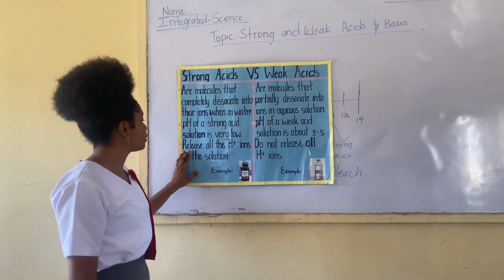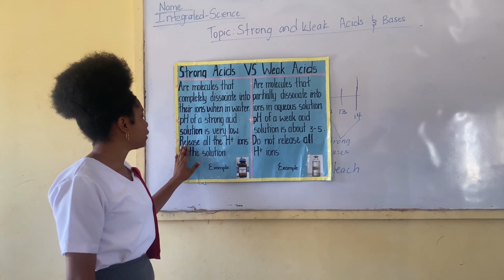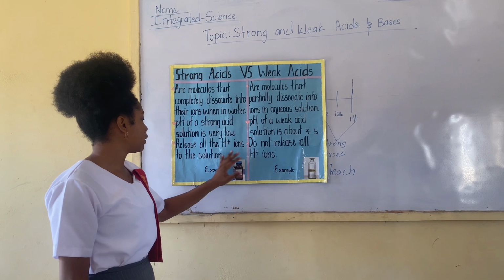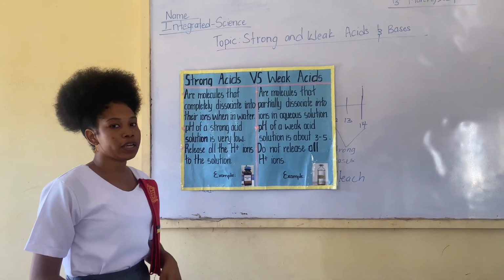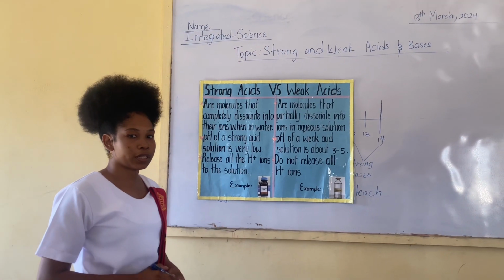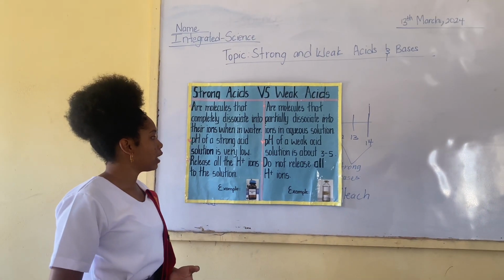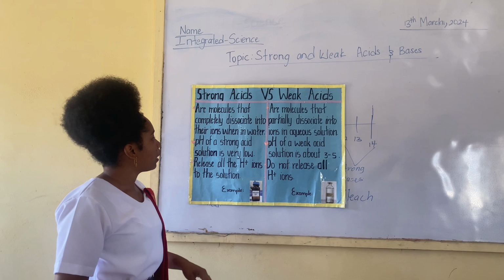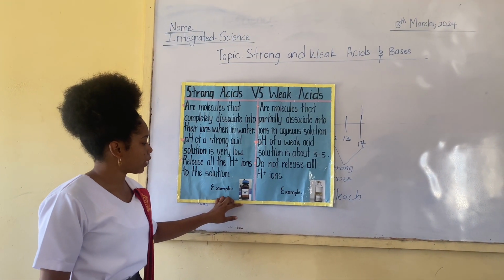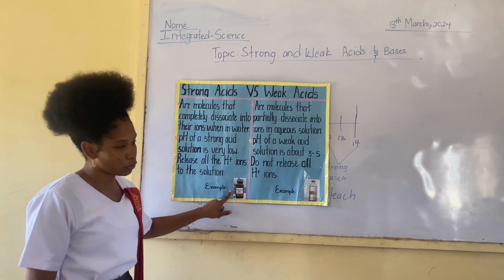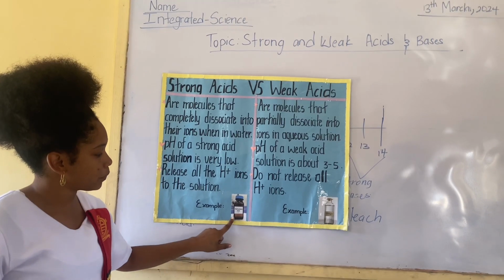And the last point says that it releases all the hydrogen ions to the solution. So when it is placed into water, it releases all of the hydrogen ions, so it is completely dissociated. An example of a strong acid would be hydrochloric acid, and we have a picture here to show what hydrochloric acid looks like.